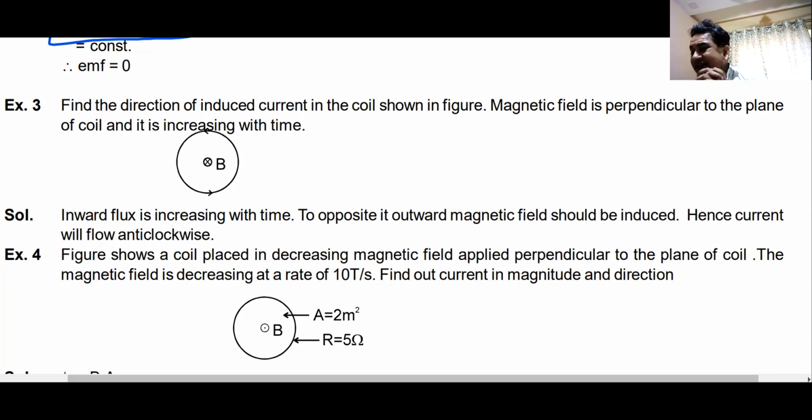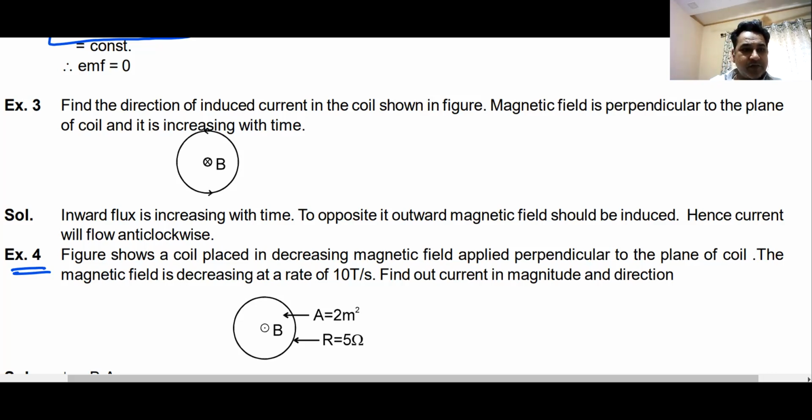Example number 4. Figure shows the coil placed in a decreasing magnetic field applied perpendicular to the plane of the coil. Again, this is case number 3. The magnetic field is decreasing at the rate of 10 teslas per second. Find the magnitude. First, tell me the direction. Clockwise, sir.